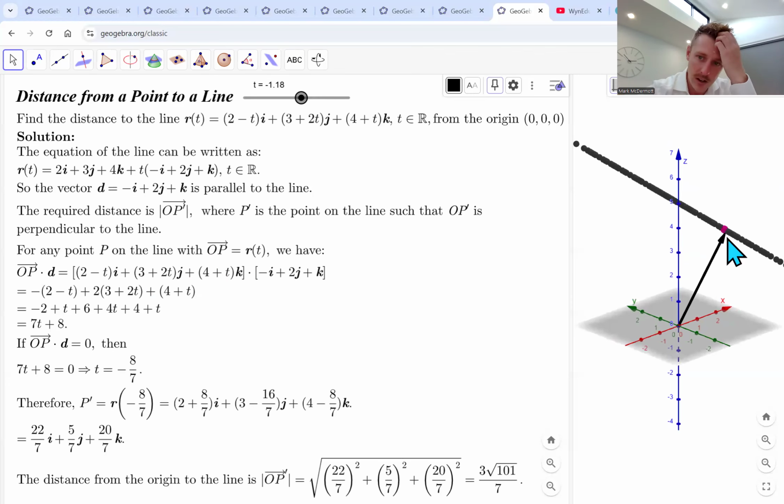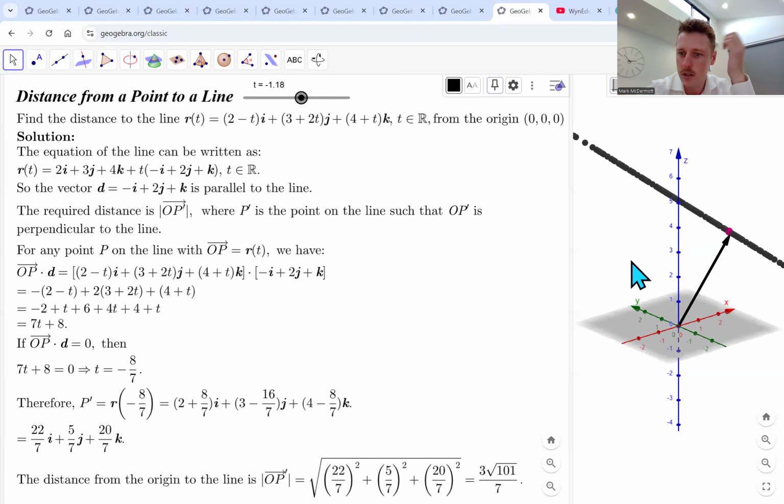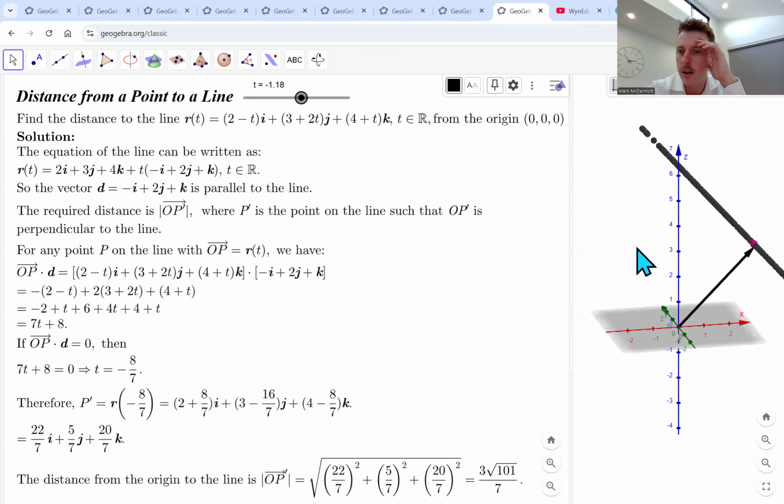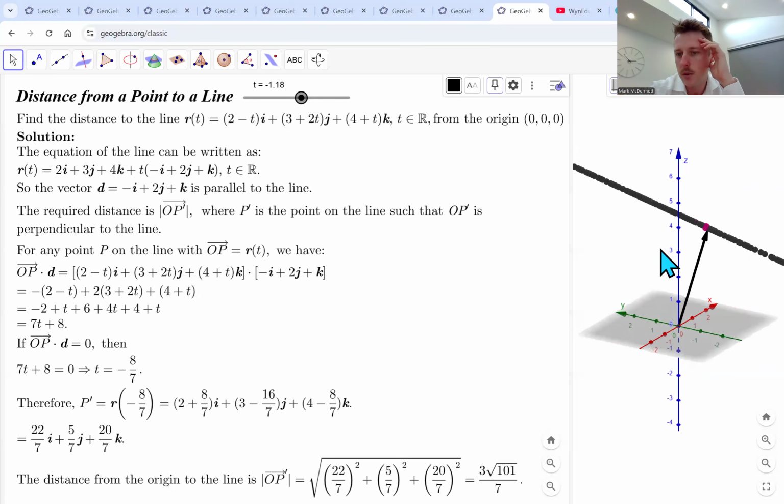And maybe just some key ideas you need to know: the shortest distance from some point to a line has to be perpendicular, doesn't it? Because that's going to give us the shortest distance. So where this vector and this line are perpendicular is where you're going to have the shortest distance. So here's the actual problem. Find the distance of the line with this vector equation, (2 minus t)i plus (3 plus 2t)j plus (4 plus t)k, from the origin.